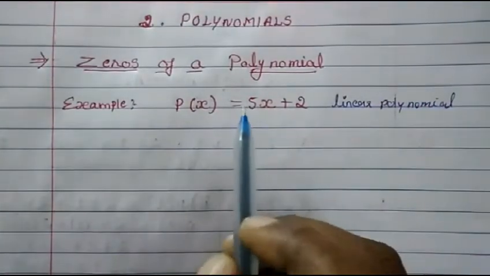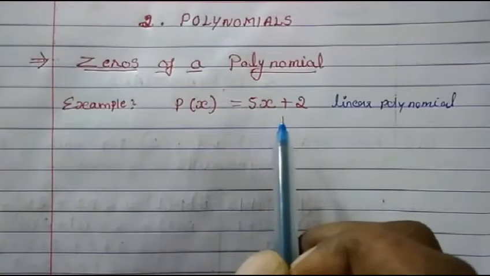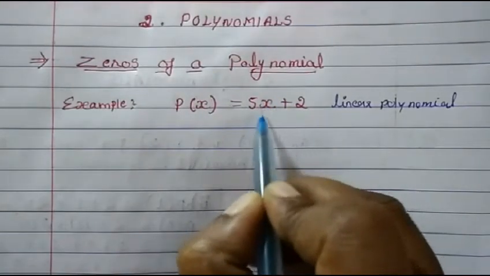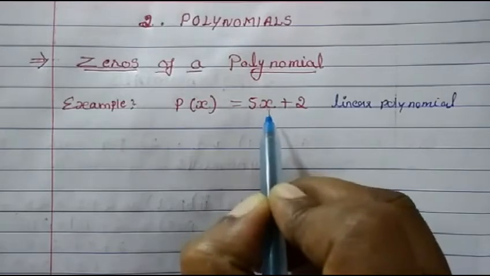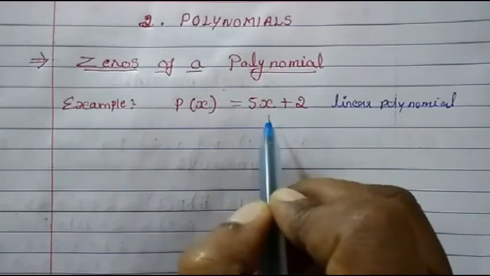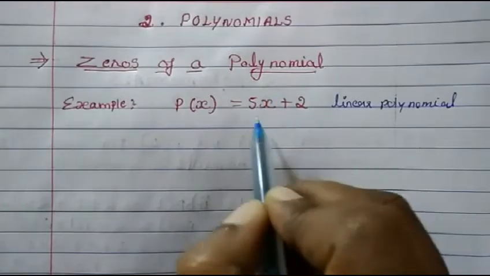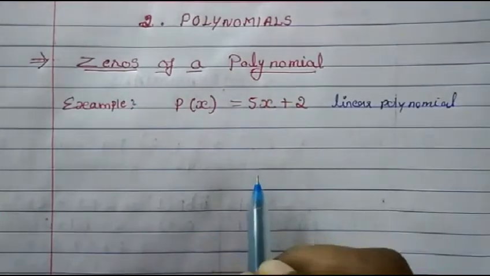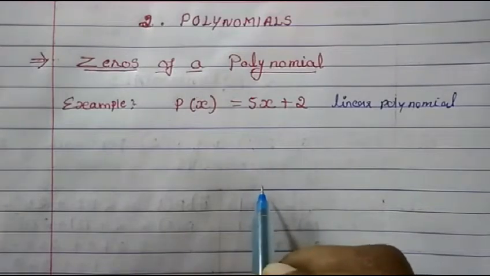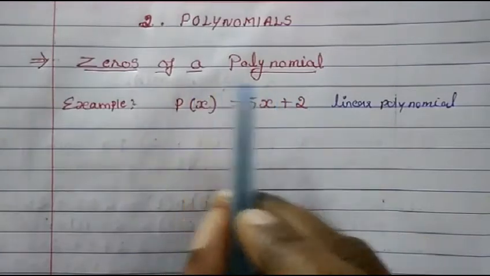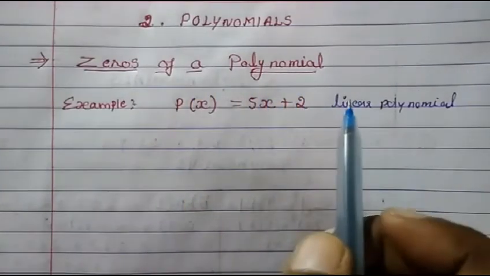Now, the zero of the polynomial means: in the place of x, which we call the variable, we put some value there, and when we solve it the answer comes 0. So when the answer comes 0, the value that we put in x becomes the zero of this polynomial.